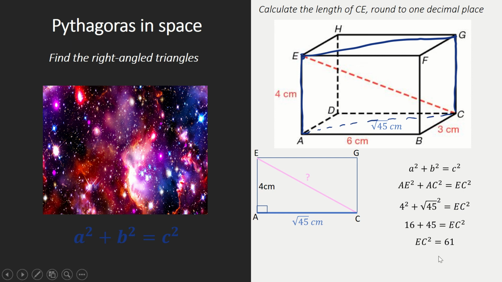But we want to know what EC is, and therefore we need to take the square root. Now we are allowed to round to 1 decimal place, since this is our final answer. Your answer when you type this into your calculator is 7.81024966. So therefore, our rounded answer is 7.8 centimeters. So please highlight this because this is your final answer.